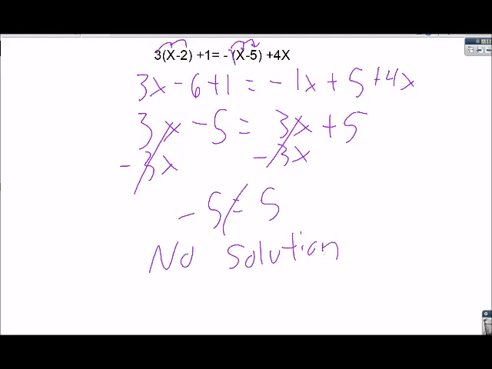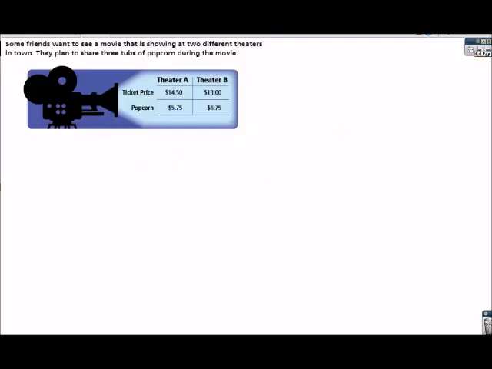That means it doesn't matter what number I put in for x, it will always give me an answer that doesn't work. So in the beginning I said that is a good way for us to compare two different companies. So we have some friends that are going to go see a movie. There's two different theaters they can go to, theater A or theater B. And they plan to share 3 tubs of popcorn no matter where they go. So if it doesn't matter where they go, I'm just going to take the price of popcorn times 3. And I'm going to do the same thing for theater B and times that by 3.